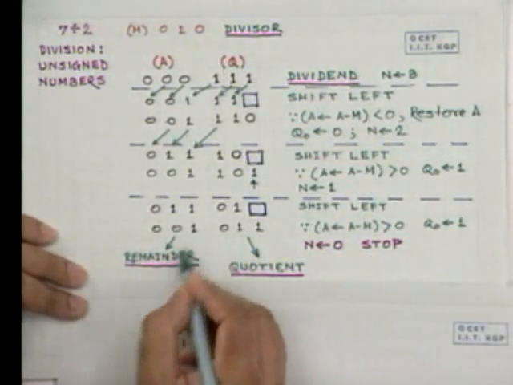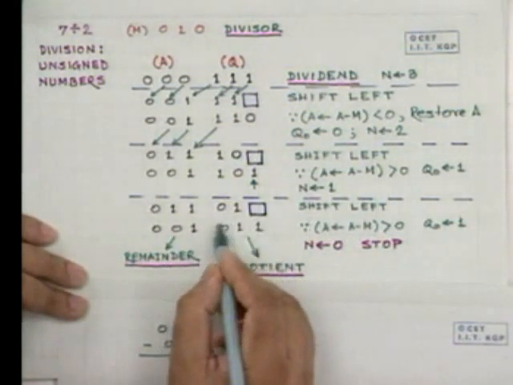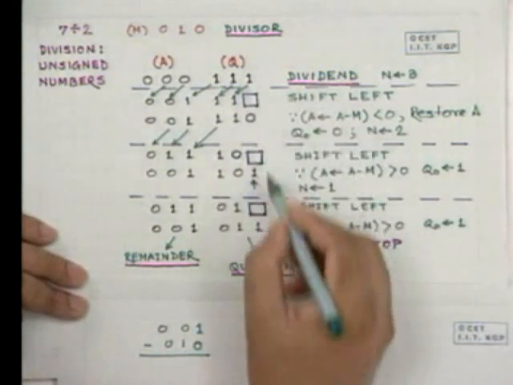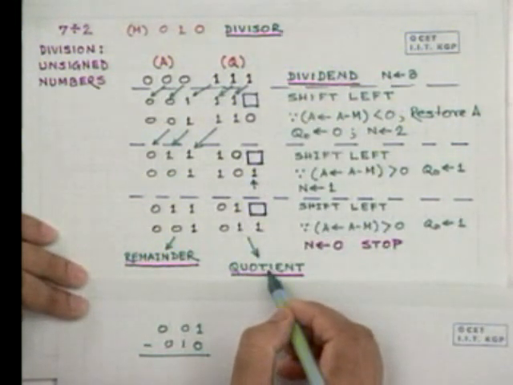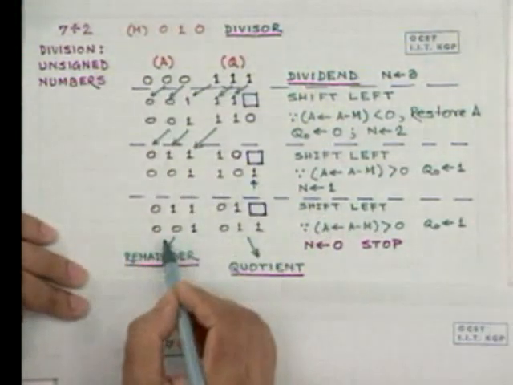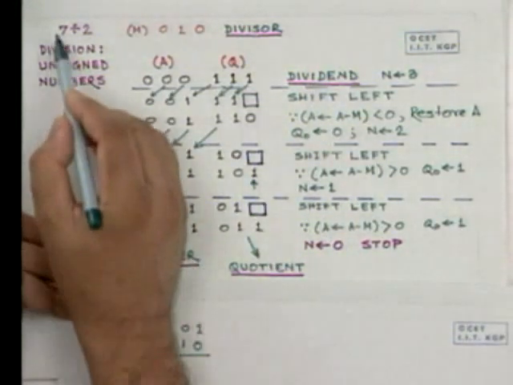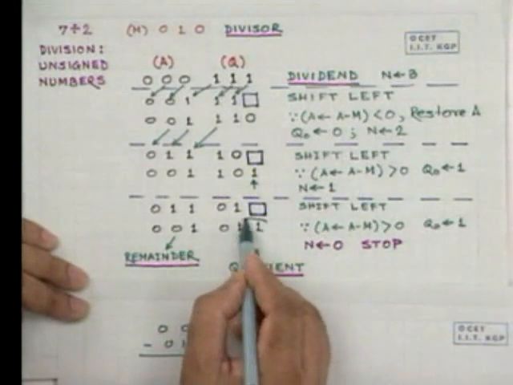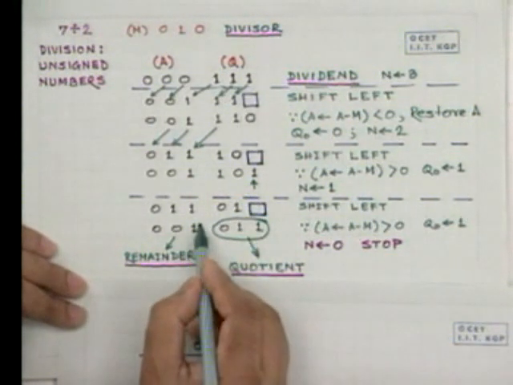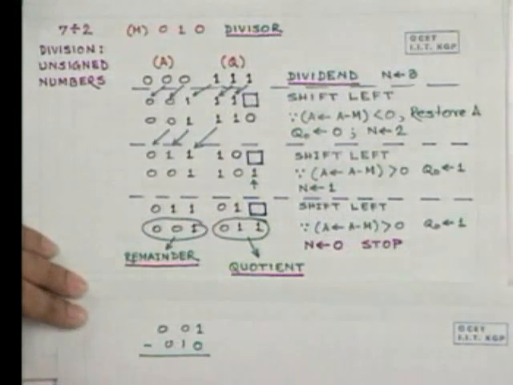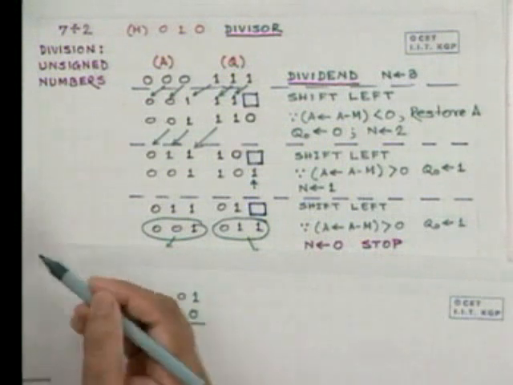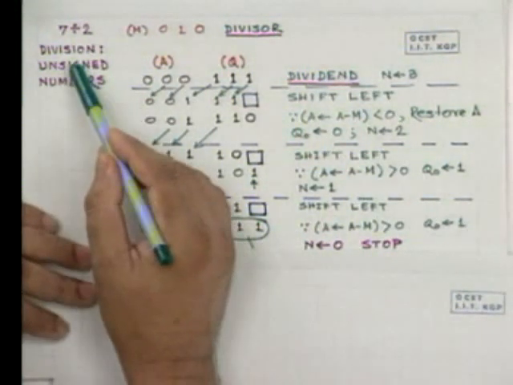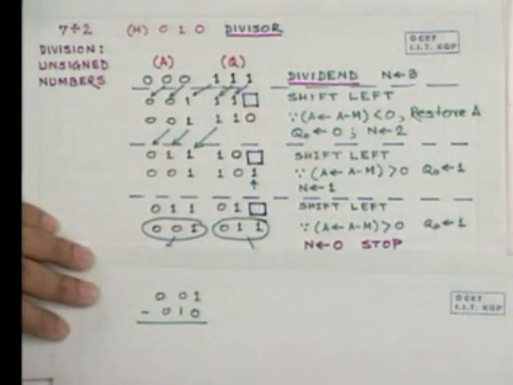This contains the remainder, and this now contains the quotient. That means the Q register will be containing the quotient, and the A register will contain the remainder. You see, if I divide 7 by 2, we are supposed to get 3 as quotient and 1 as remainder, which we have obtained. Now, this is essentially division of unsigned numbers.